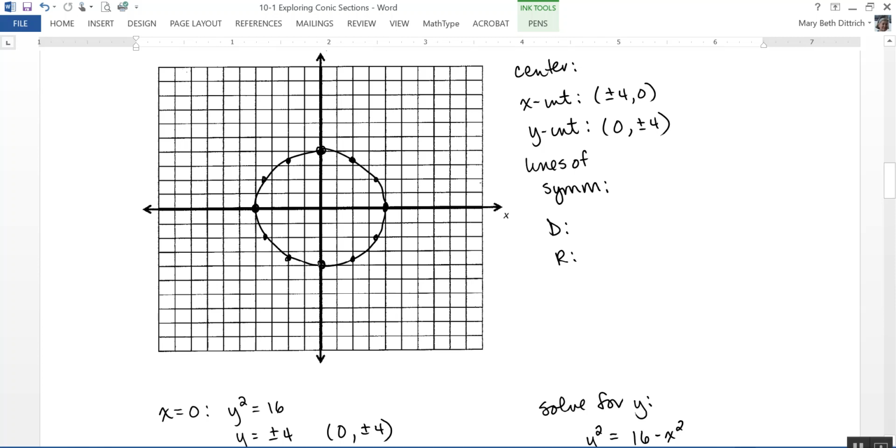Okay, so looking at the graph of this, I can tell that the center is 0, 0. My lines of symmetry are going to be actually all lines that go through the center.